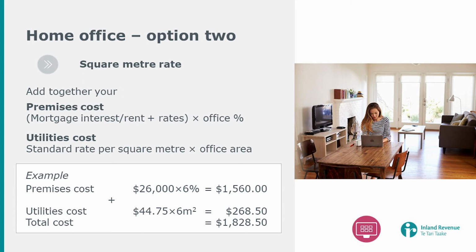We then need to determine the utilities cost, which is the square meterage of the home office multiplied by the set utility cost of $44.75. We then add these two figures together to determine the home office expense using the square metre rate. I'll give you a few moments to look at the calculation.